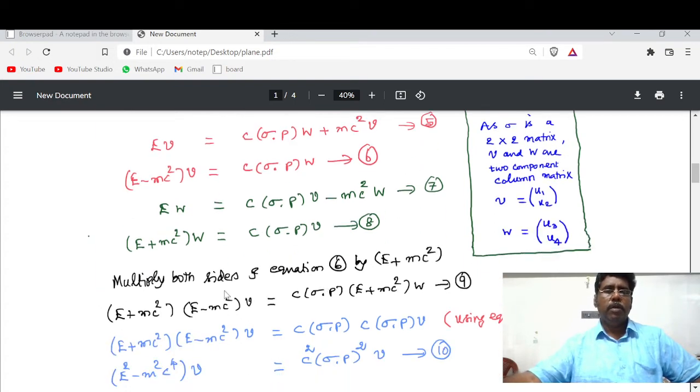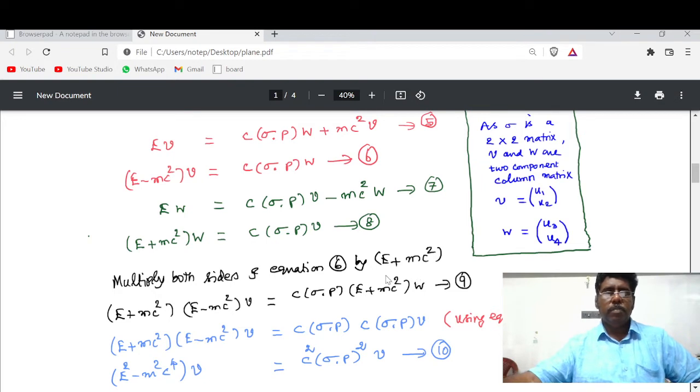Now multiply both sides of equation 6 by (E plus mc squared). See, (E plus mc squared) into (E minus mc squared) into V equal to c sigma dot p (E plus mc squared) into W.